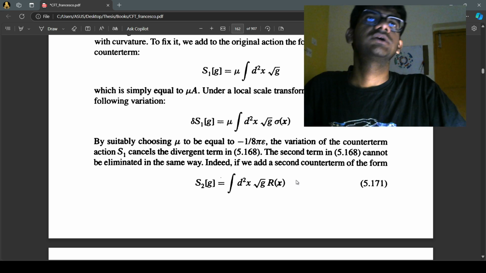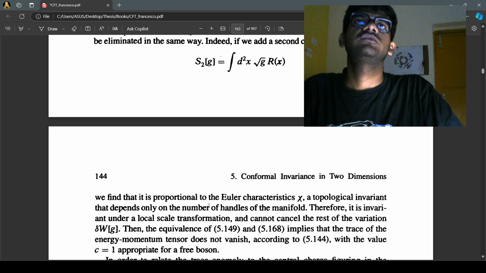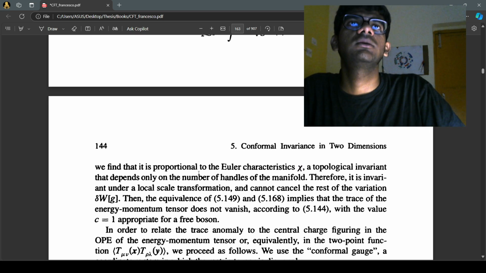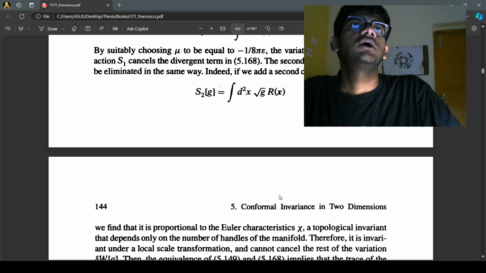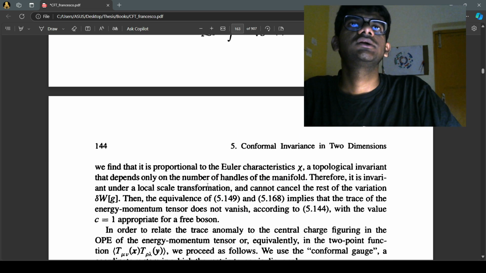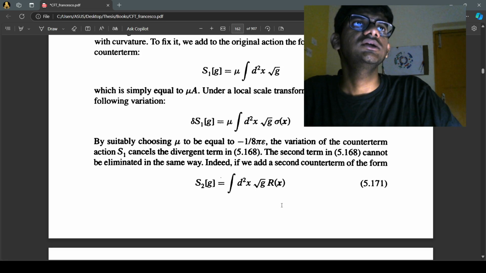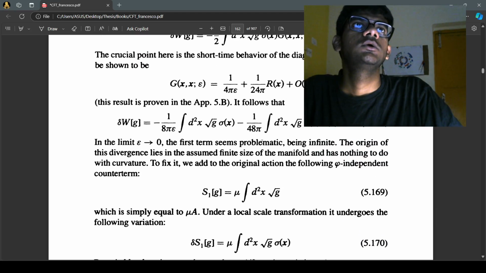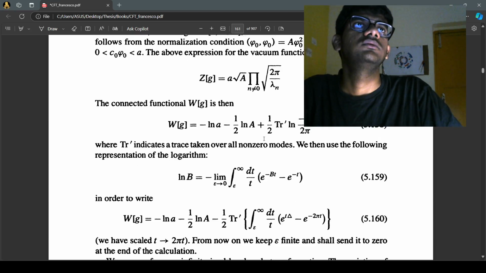Indeed, if you add a second term of this form, you will find that it is proportional to the Euler characteristic chi, a topological invariant that depends only on the number of handles of the manifold. Therefore, it is invariant under local scaling and cannot cancel the rest of the variation. Then the equivalence of 5.149 and 5.168 implies that the trace of the energy-momentum tensor does not vanish.